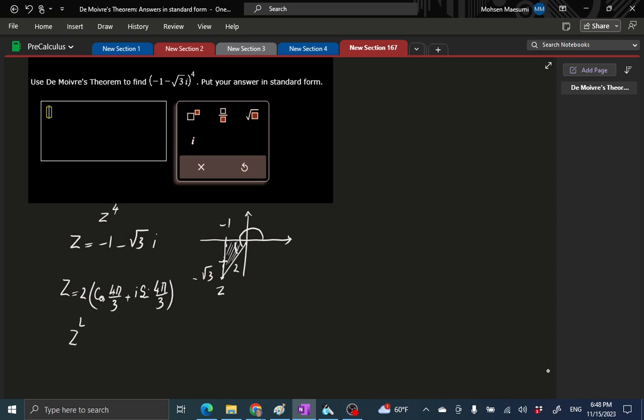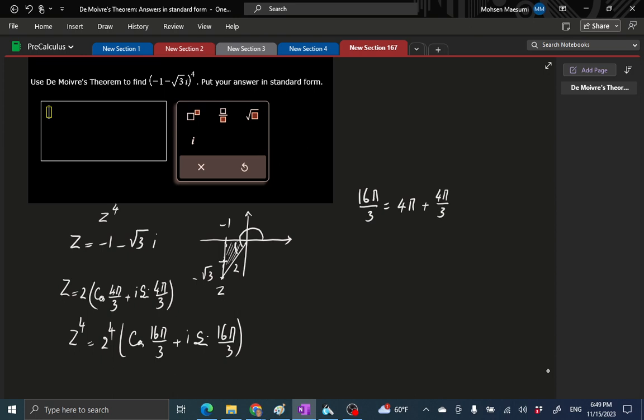So z to the power of 4 will be 2 to the power of 4. Multiply your angles by 4, so 16 pi over 3, and i sine of 16 pi over 3. Now what is 16 pi over 3? We separate multiples of 2 pi, like for example we separate 4 pi here, and then I'm left with 12 pi over 3, that's 4 pi over 3.